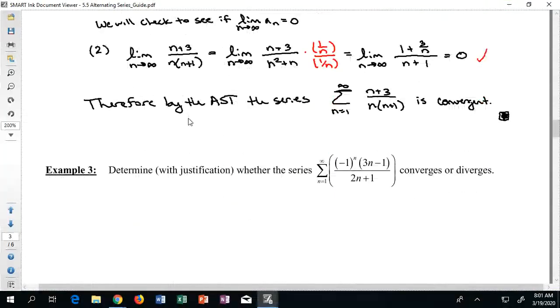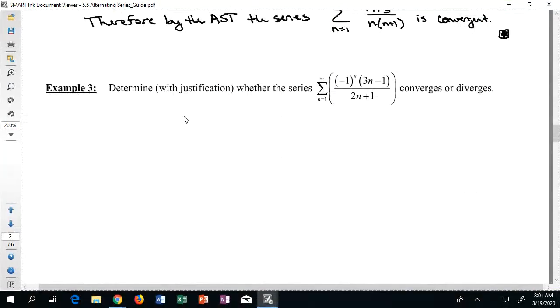All right, in this video, we'll take a look here at example number 3. Can I determine with justification whether this series converges or diverges? So again, I'm going to try to do the exact same steps that I did before. And I'm going to check to see if first this is alternating. Let's see what we have.